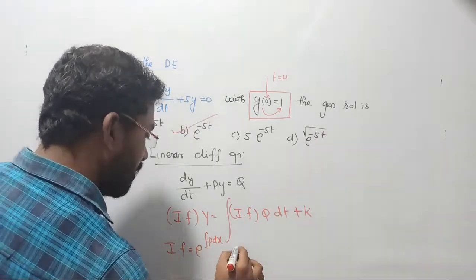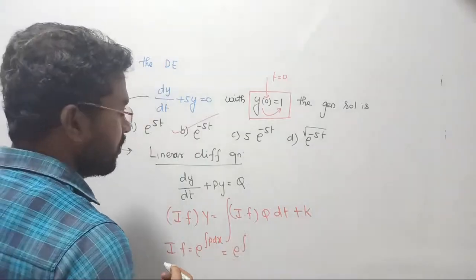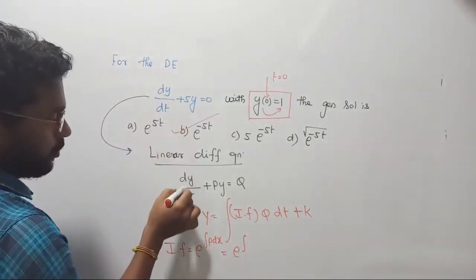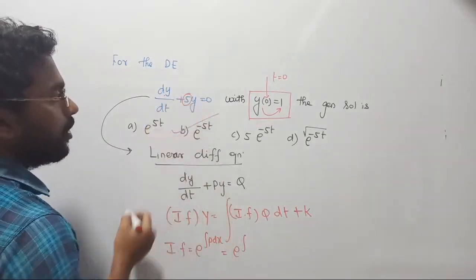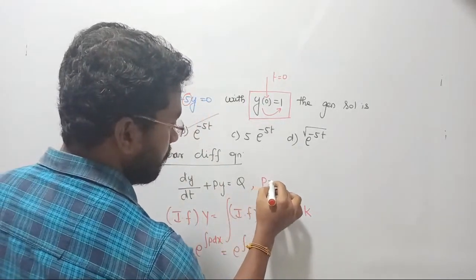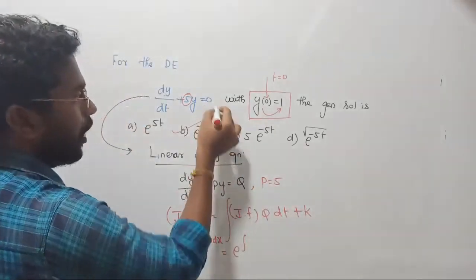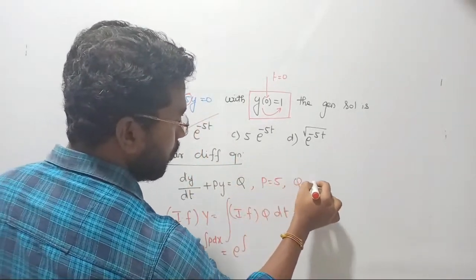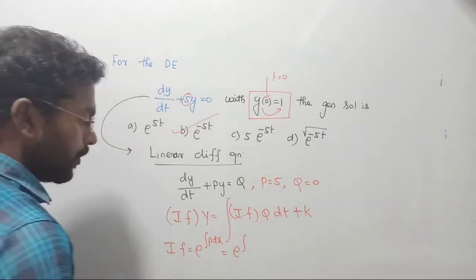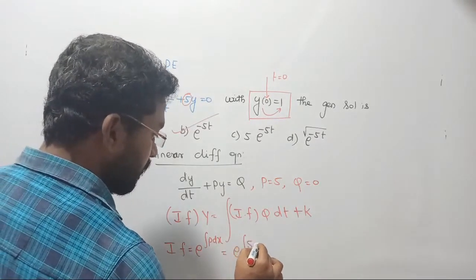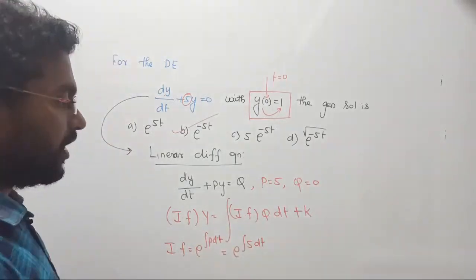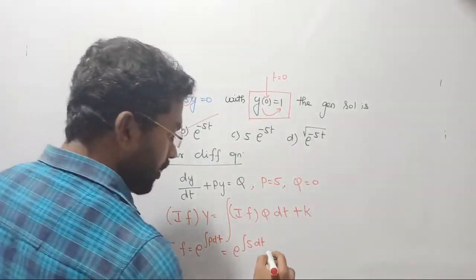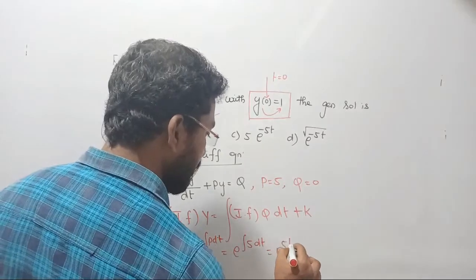If I apply it, e power integral of p. What is the value of p here? Comparing with dy/dt plus p into y, p equals 5, whereas q equals 0. So the integral factor is e power integral of 5 with respect to dt, sorry, not x, because here the independent variable is t. So it equals e power 5t.